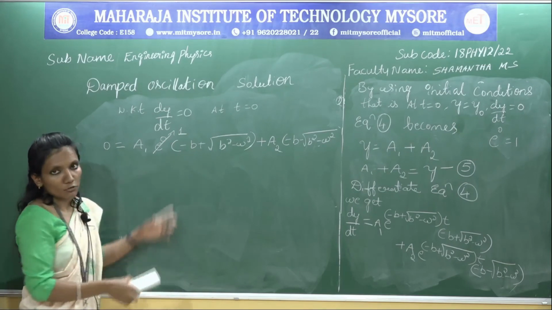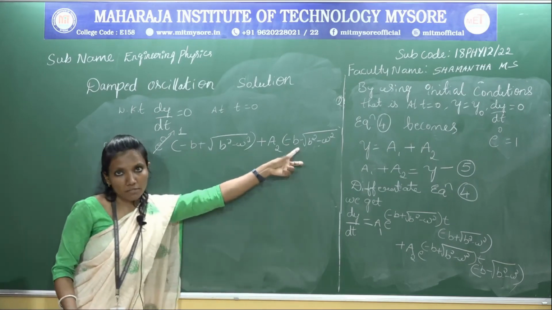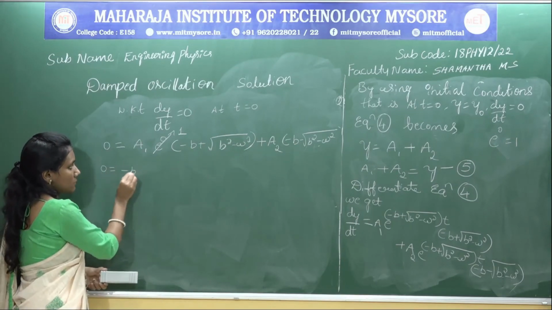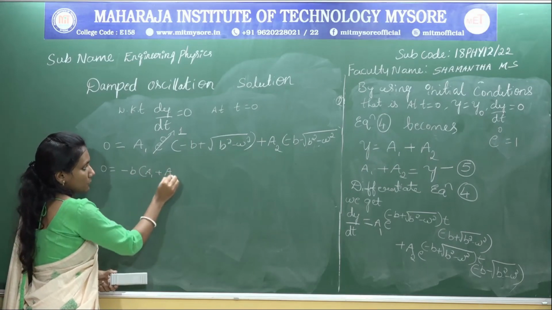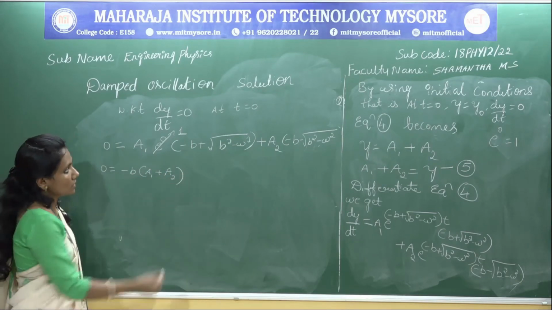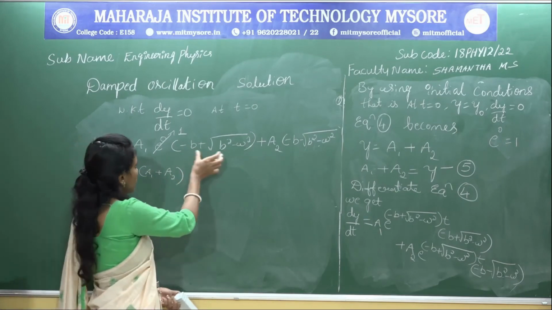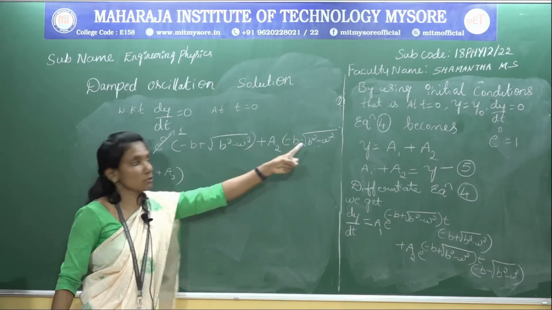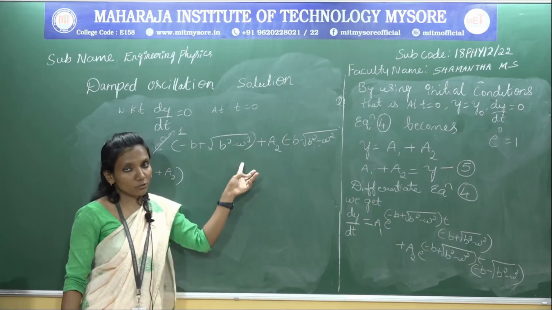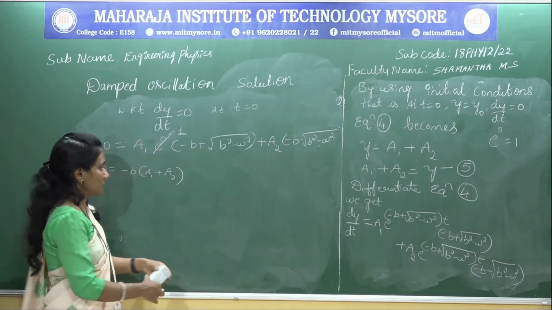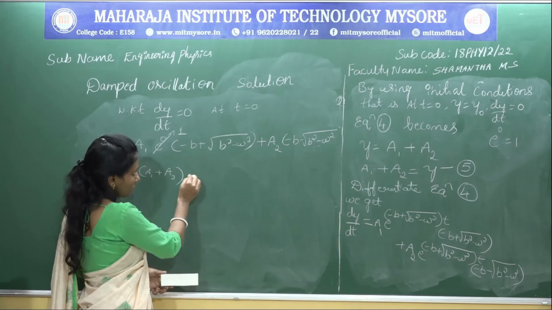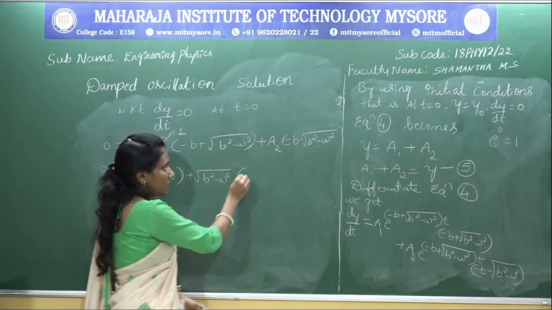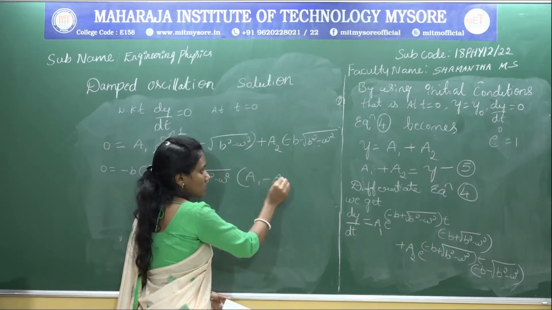Then in the first term, if you observe, minus b is common. If we take minus b common outside, we get 0 is equal to minus b times a1 plus a2. In the second term, root of b square minus omega square is common, so taking it outside, we get root of b square minus omega square times a1 minus a2.